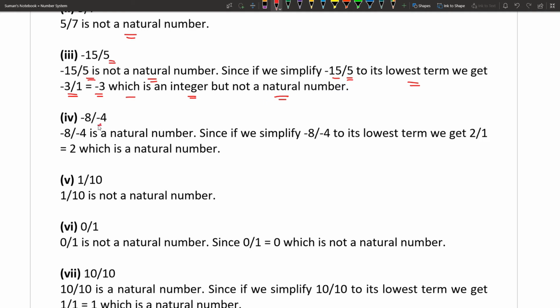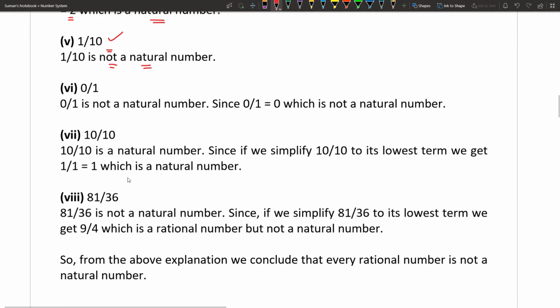Minus 8 upon minus 4. Now that is a natural number, because if we simplify it to its lowest term, we get 2 by 1, which is equal to 2, a natural number. 1 by 10, is that a natural number? No, that is not a natural number, but that is a rational number. 0 by 1 is not a natural number, since 0 by 1 is equal to 0, which is not a natural number, but that is a rational number.